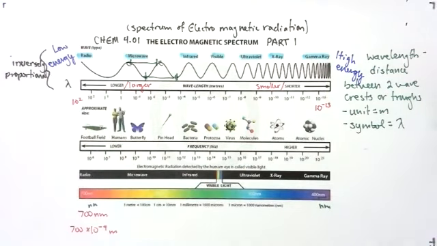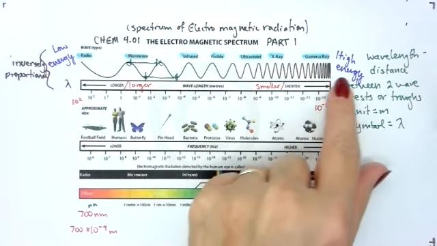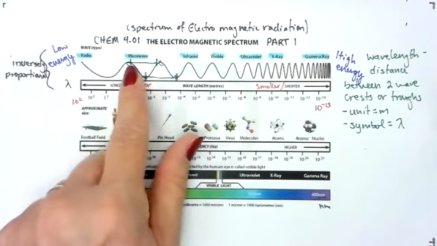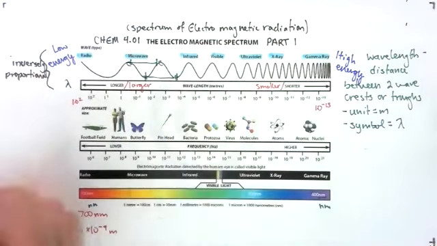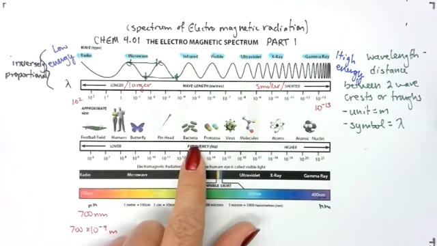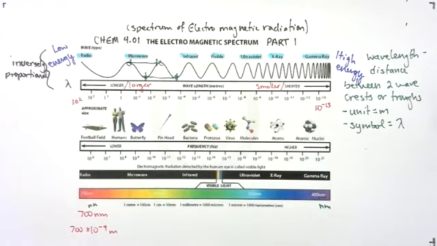And, oh, you know what? I want to talk about frequency in the next video. And we talked about wavelength, the distance between two crests or two troughs. So we're going to go on in part 2 to talk about frequency and how frequency is related to both wavelength and energy. All right, that's part 1. Thanks for watching.